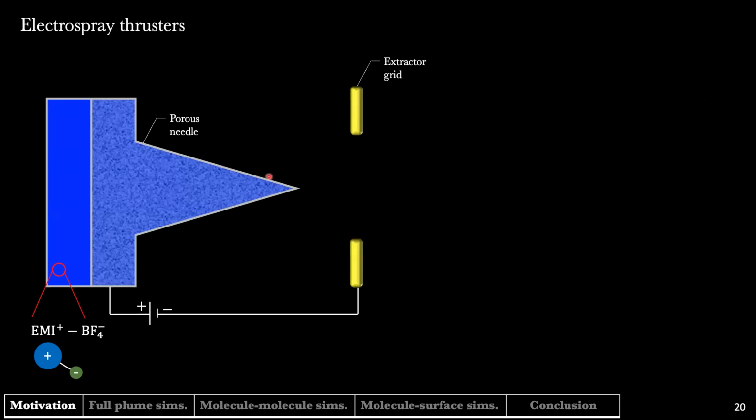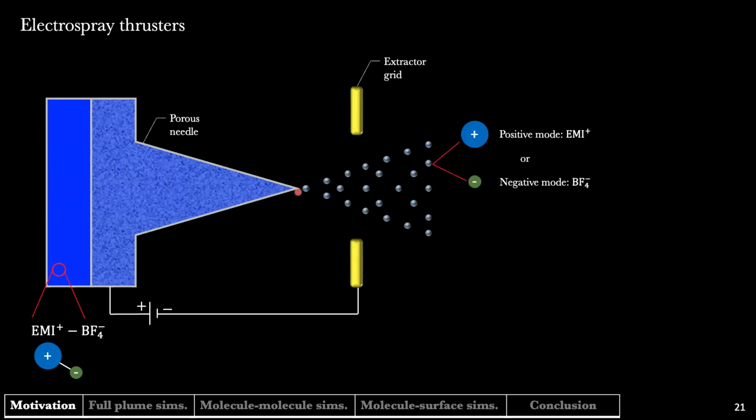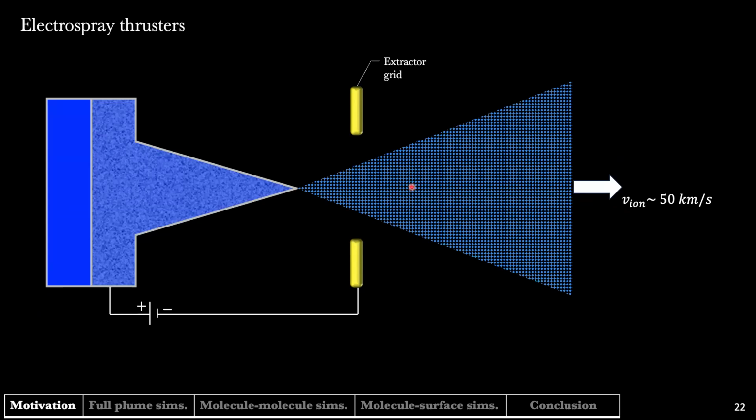And then we use a porous needle, so the fluid can go through the needle due to the surface tension. And then when the fluid reaches the tip of the emitter, we can apply a strong electric field to extract the ions. And we can operate in the positive mode to extract EMI plus or in the negative mode to extract Br4 minus. And the ions are extracted at a very high speed, about 50 kilometers per second. And this creates thrust.